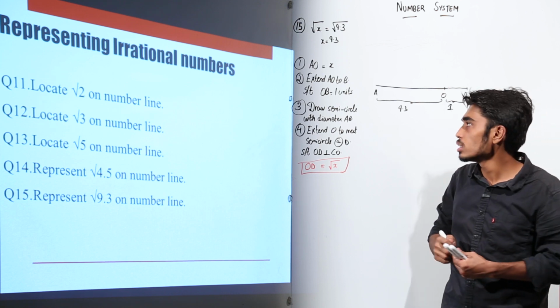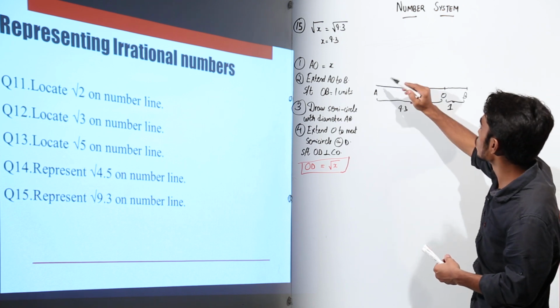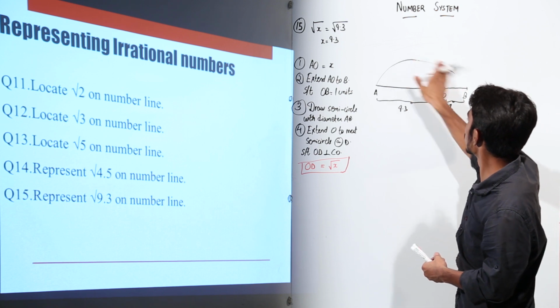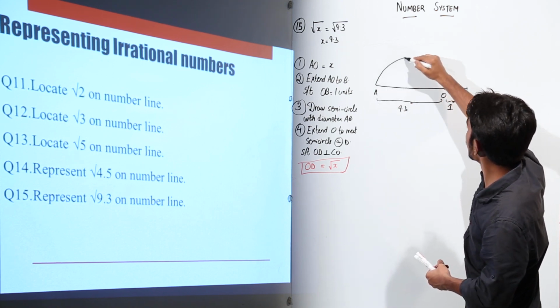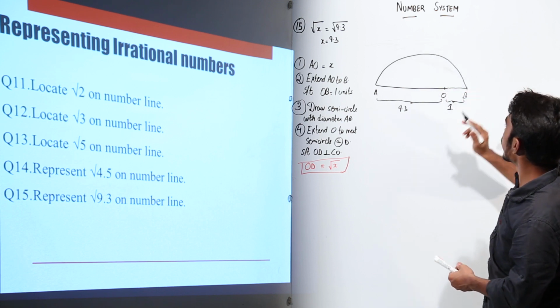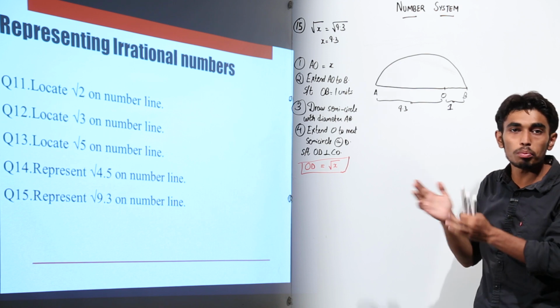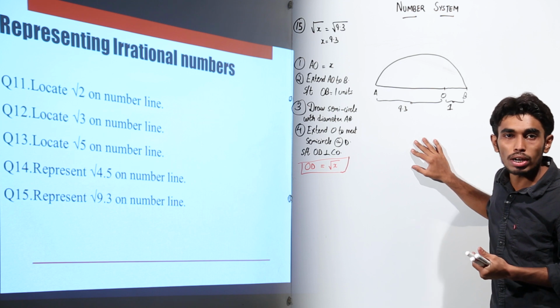Now the third step is that we need to draw a semicircle with AB as the diameter. So considering AB as the diameter, let me draw a circle for you. You need to draw a semicircle with AB as the diameter. This will be done with the help of a compass, by using the concepts of construction.